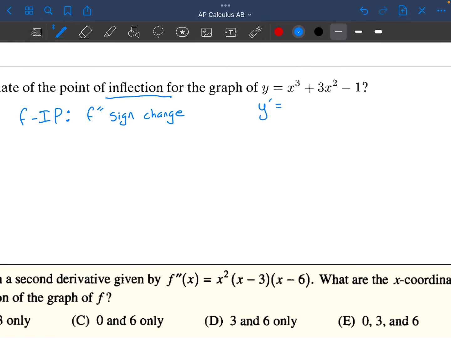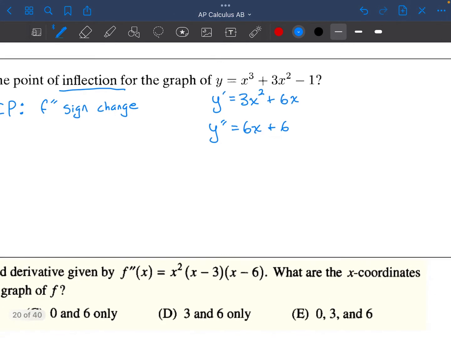Y prime is going to be 3 comes down in front, 3x goes down in power to 2, plus 2 comes down in front, 2 times 3 is 6, x goes down in power to 1, and that constant term of -1 just goes away. You're gone. Moving on to y double prime now, taking the derivative, the 2 comes down in front to multiply to the 3 to get a 6, x to the power of just 1, and then plus 6. Cool. So there is our second derivative.